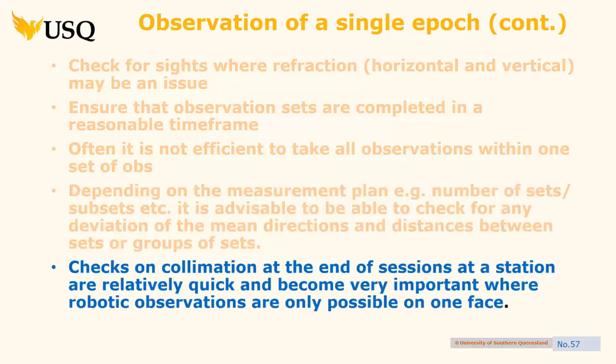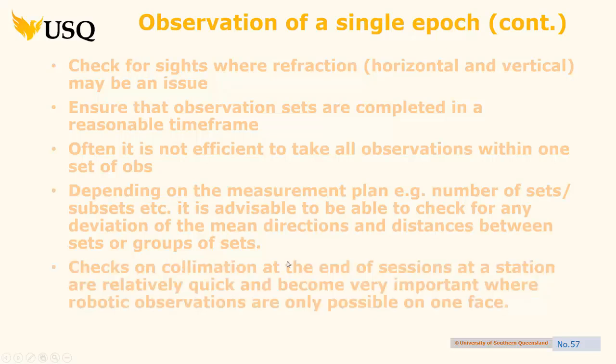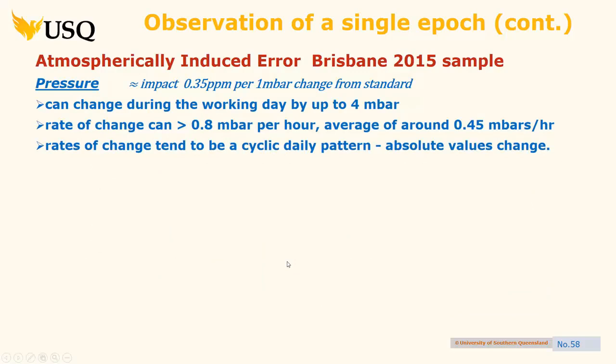Okay, check on the collimation at the end of sessions. It can be really quick these days, right? But it is a good hint if something's gone wrong internally with the equipment, so it's not a bad idea. And if you have got robotic, you must do that. Don't trust it completely. This is one of those things you've got to keep in your head.